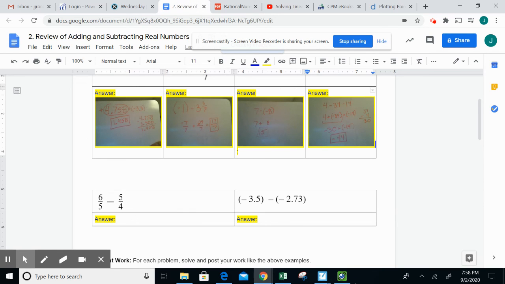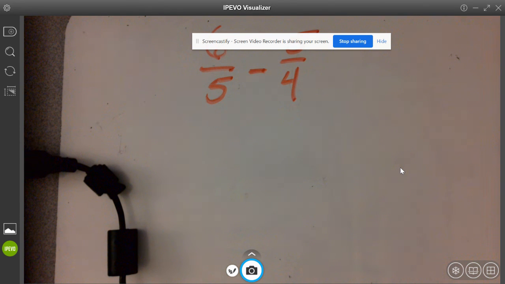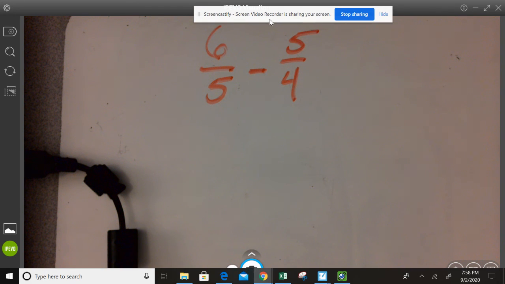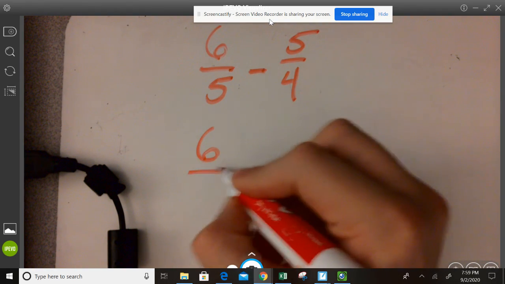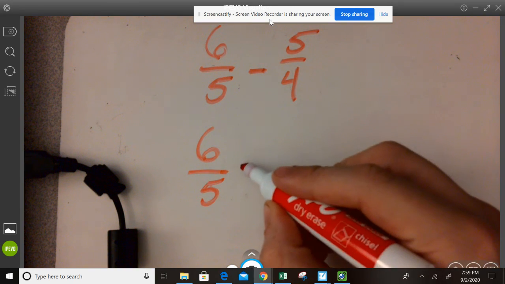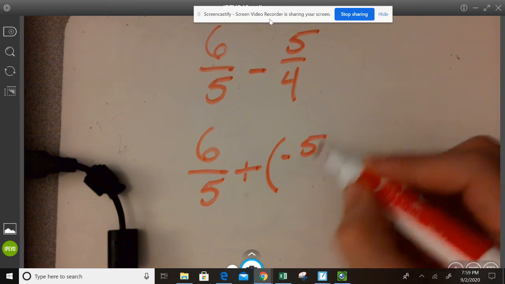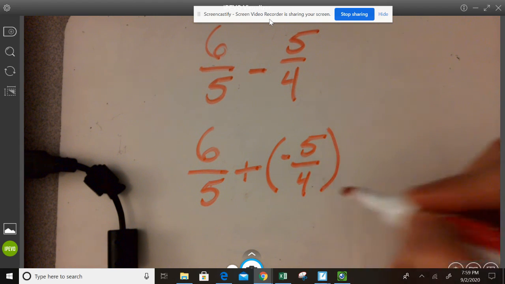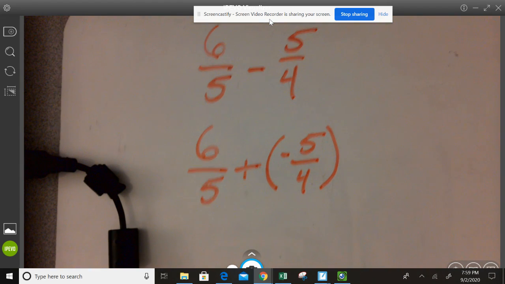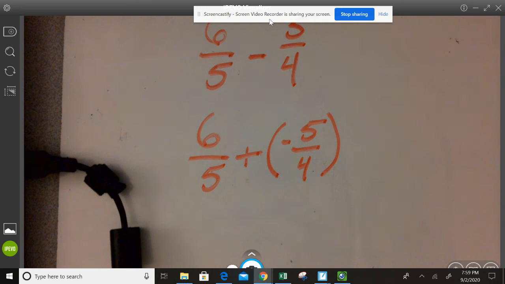All right, so here's the problem. 6 over 5 minus 5 over 4. We need to find a common denominator, but let's do the keep, change, change first. So the 6 over 5 keeps. The subtraction will become a plus, and this will become a negative 5 over 4. Again, this makes things simpler, makes everything addition when we do the keep, change, change for subtraction.